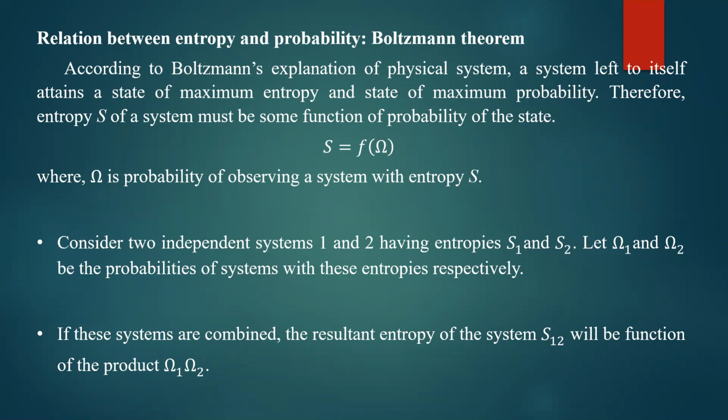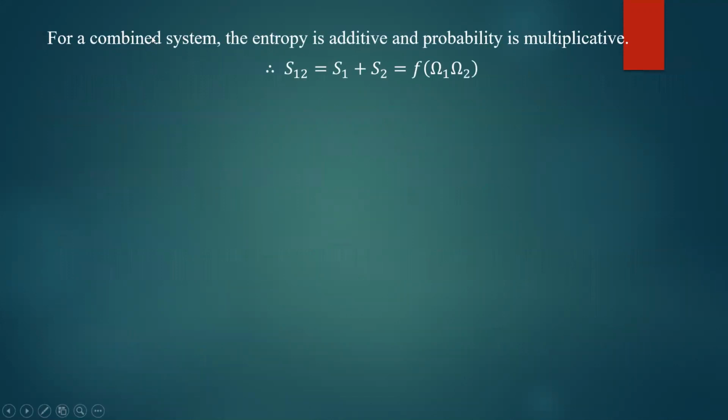Since they are independent systems, the thermodynamic probability will be independent. Because of that, the total probability of the combined system will be omega 1 into omega 2. Now you find out what the relation between entropy and thermodynamic probability will be for this combined system. For a combined system, the entropy is additive and probability is multiplicative. Therefore, the total entropy of the combined system will be equal to S1 plus S2, which is equal to a function of omega 1 into omega 2, because you know that entropy is a function of probability.